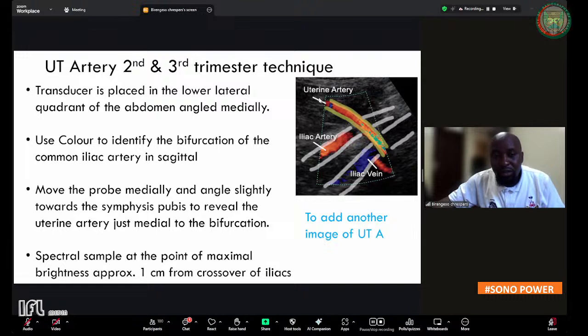move the probe a little bit more medially and angle inferiorly into the symphysis pubis, but we should be able to put our color Doppler at the point of the iliacs, just as the uterine artery passes the iliac, and 1 to 2 centimeters, just immediately after it passes the iliac. That's where we should obtain our Doppler sample from.